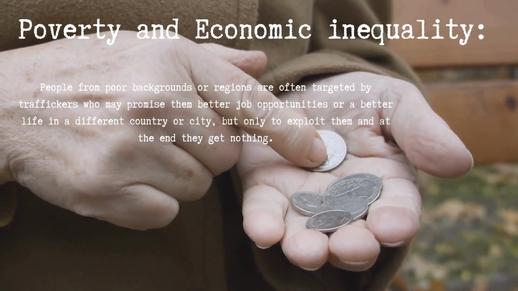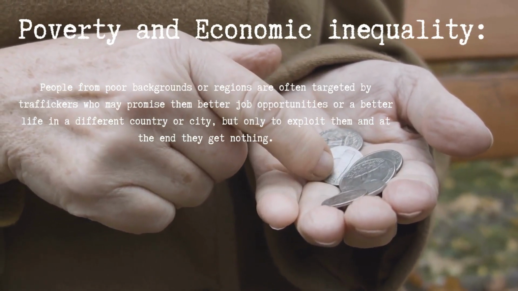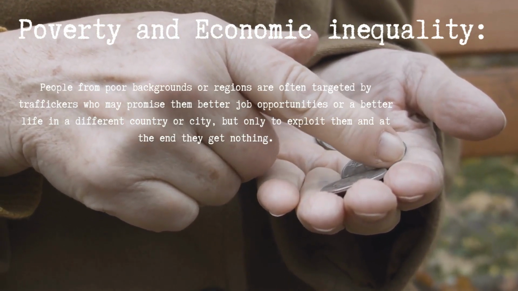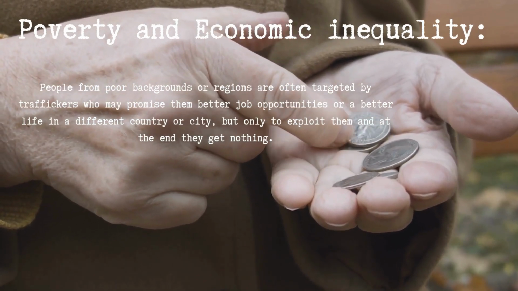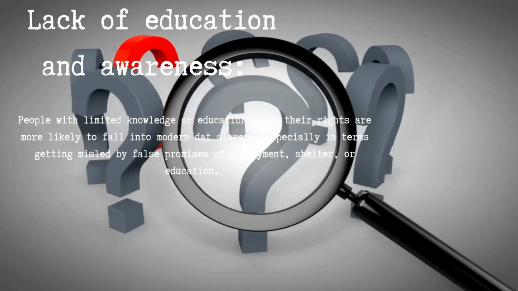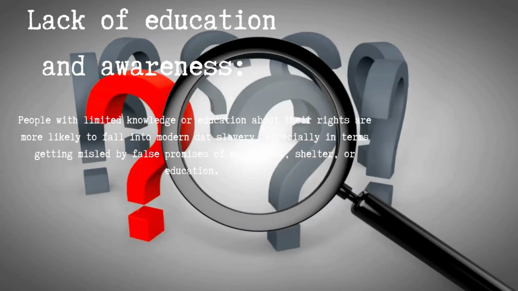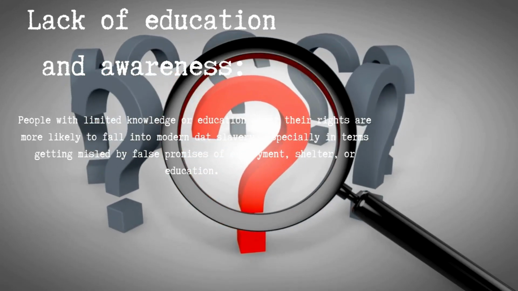People from poor backgrounds or regions are often targeted by traffickers who may promise them better job opportunities or a better life in a different country or city, but only to exploit them, and at the end, they get nothing. Individuals with limited education or knowledge about their rights are more likely to fall prey to traffickers, especially when they are misled by false promises of employment, shelter, or education.